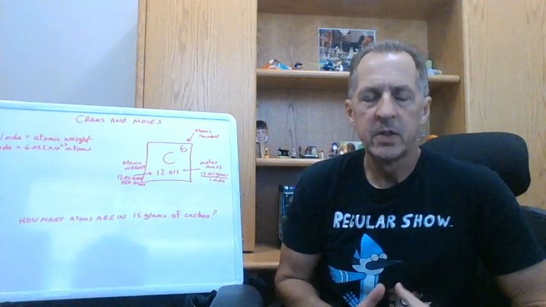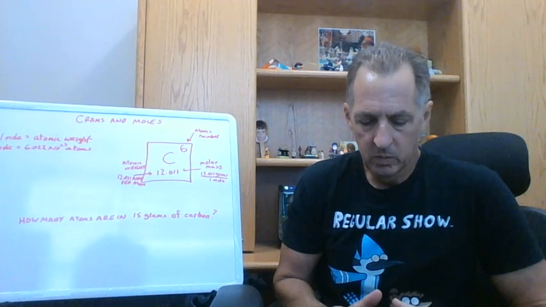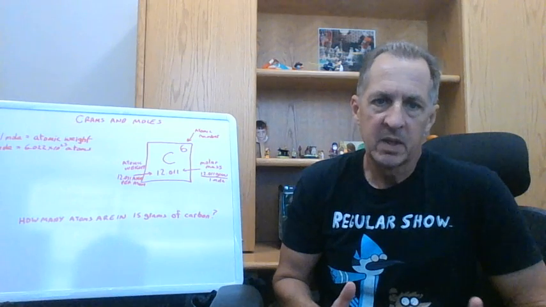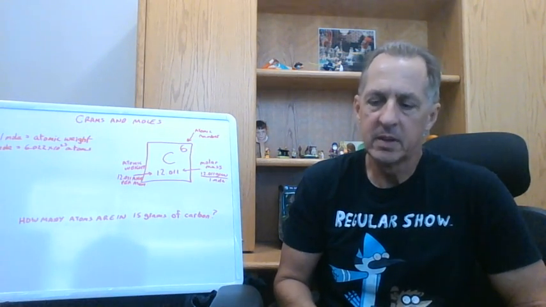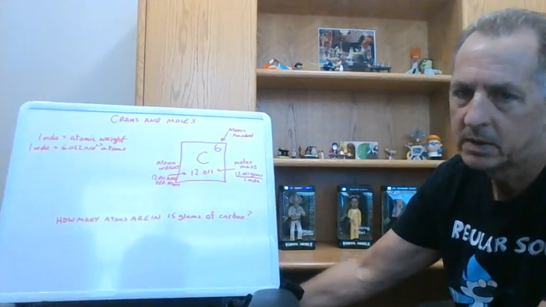Hi, now we're going to try to relate the concept of grams to moles so we can get an idea of how many atoms we'd be weighing out if we went to our scale and weighed out a specific number of grams of a substance. And what we'll do is we'll look at carbon as an example here.